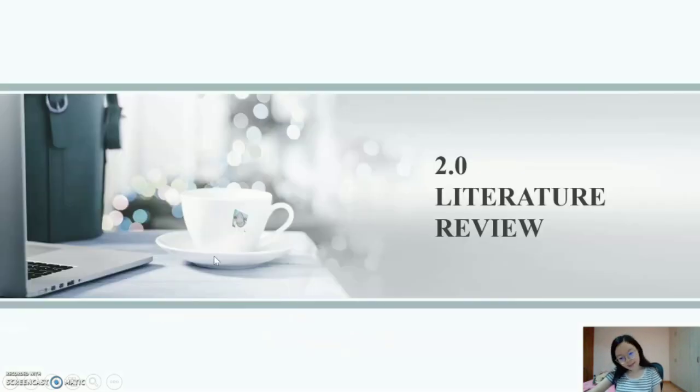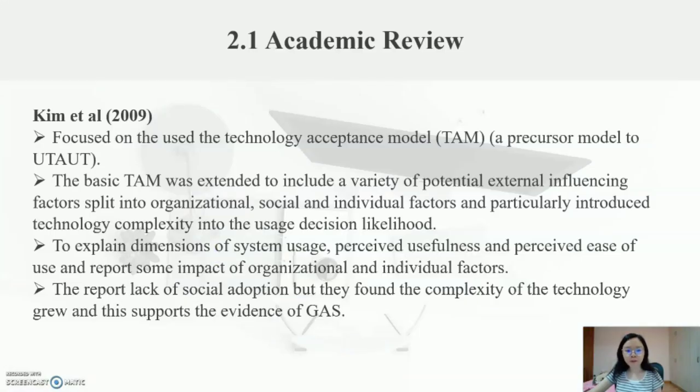For the next section, the second section, we will discuss the literature review. The first part is the academic review. First is the paper conducted by the researcher Kim in 2009 that focused on technology. The technology model is the Technology Acceptance Model, which is called TAM. It is a precursor model of UTAUT. UTAUT is the Unified Theory of Acceptance and Use of Technology.